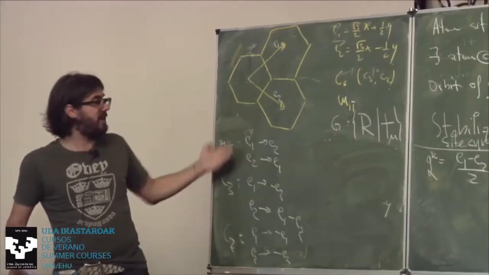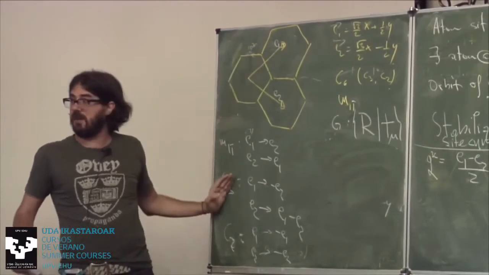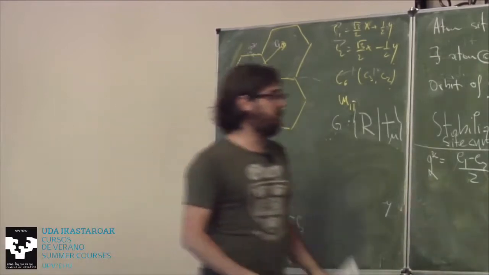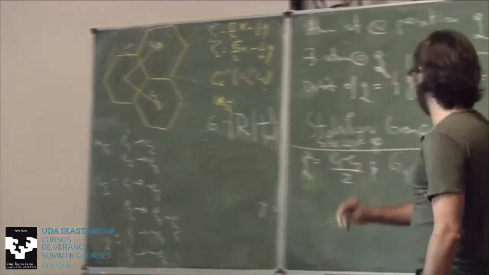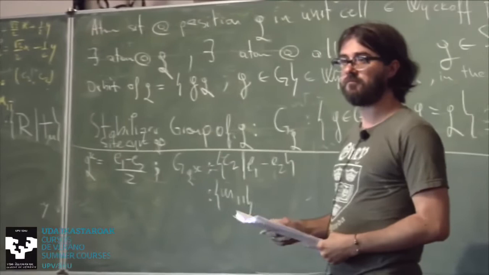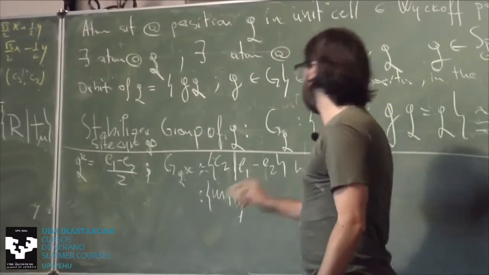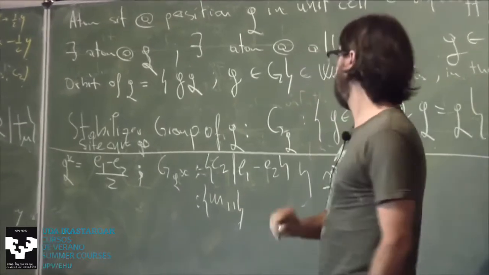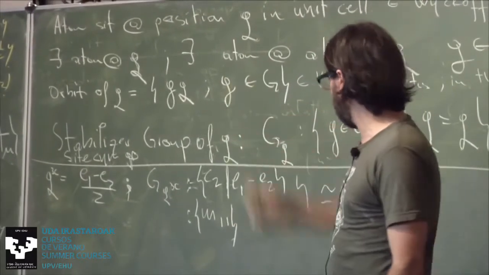But M11 does belong, you see, this is the symmetry of the lattice. So it does belong to the symmetry space group of the lattice. So M11 is part of the site symmetry group of this guy. And I claim that this is isomorphic to C2V. V just says C2 plus a mirror.